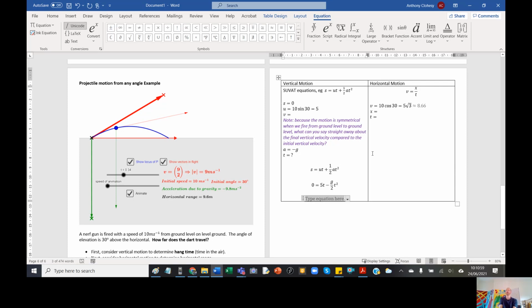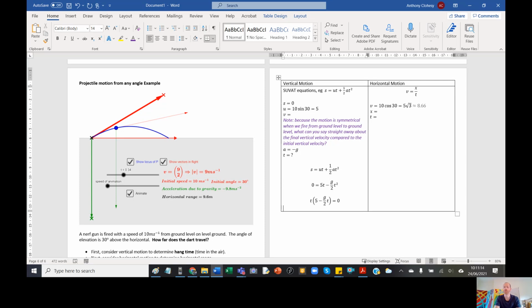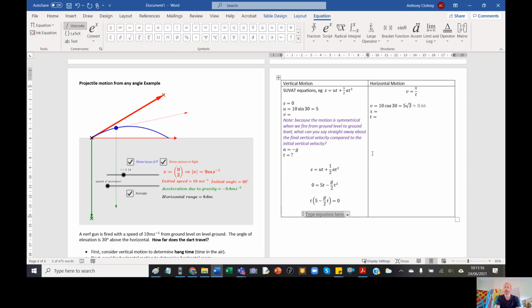And that means that even though you could use the calculator again to solve this quadratic, you don't need to. All you need to do is pull out a factor of t, 5 minus g over 2 t. And you've got a factorized quadratic straight away, no matter how awkward the numbers might be. And this gives us two solutions. Either t is 0 or the other bracket is 0. 5 minus g over 2 t is 0, which would give you t equals 10 over g.